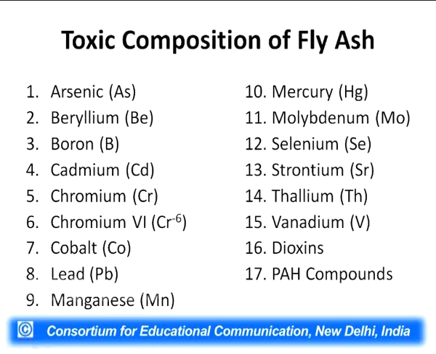Among these metals I mentioned, some of them are lethal, they are toxic, and basically they are arsenic, beryllium, boron, cadmium, chromium, chromium-6, cobalt, lead, manganese, mercury, molybdenum, selenium, strontium, thallium, vanadium, some dioxin as well as some PAH or polycyclic aromatic hydrocarbons. They are very harmful, they are known carcinogens. Similarly, dioxins are also known carcinogens. They are very injurious to health as well as to the environment.